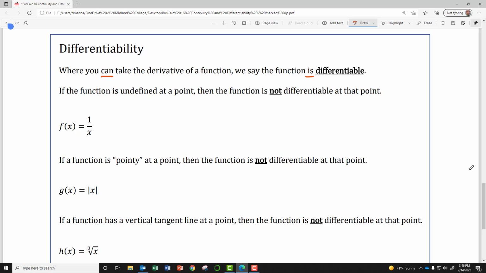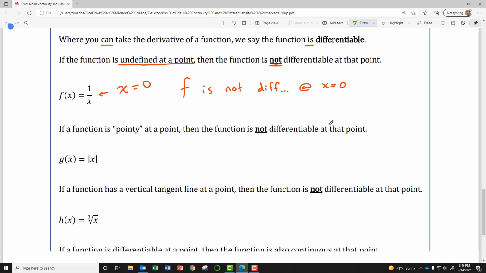And so one maybe obvious point is that if a function is undefined at a point, then the function is, of course, not differentiable. So if I let the point x equals 0 be my point, and I plug that into that function there, of course, we say this function f is not differentiable at the point x equals 0, right? Because it's not even defined there.